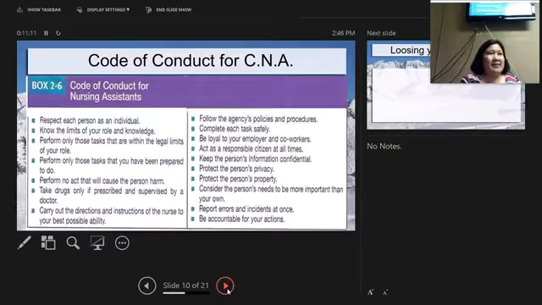Okay? If somebody gets injured while you're using the sling that you weren't checked off on, you both get in trouble. Okay? Perform no act that will cause anybody harm. Take drugs only if they're prescribed to you and supervised by a doctor. You can't take your husband's pain pill because you pulled your back at work. If you're not prescribed that medicine, you shouldn't be taking it.